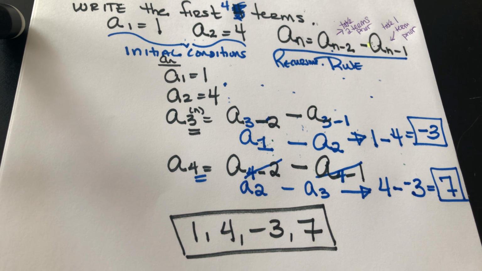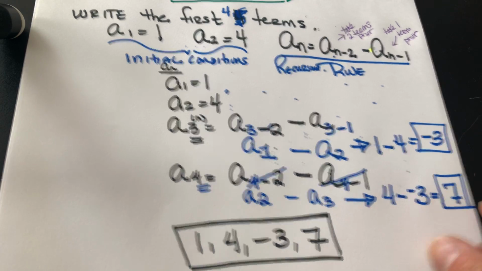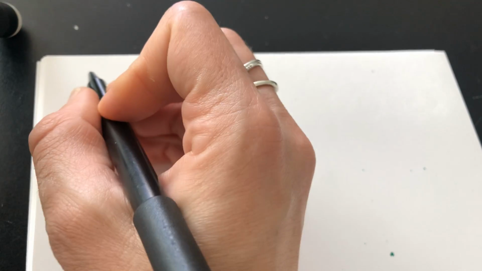Again, if I asked you for a of 7's term, there's no way you can figure it out unless you knew a of 6 and a of 5. So that's where the recursive takes into play. You have to know the term prior. All right, let's do another example of this, and then I can ask you your next question, which is writing the rule. So one more of these, hopefully it should make sense.